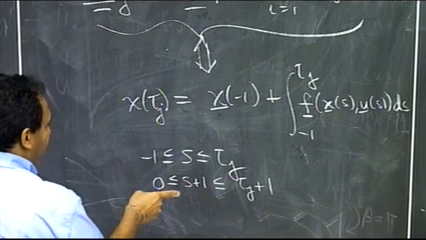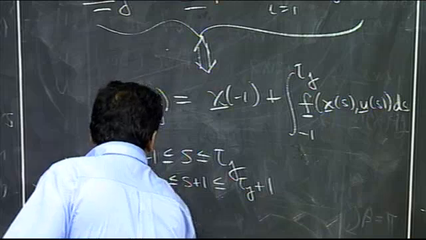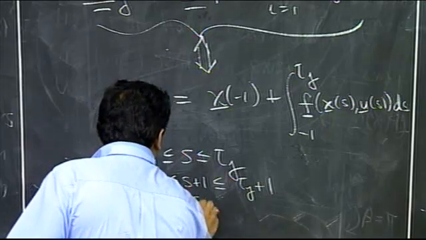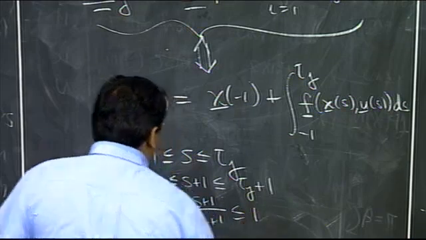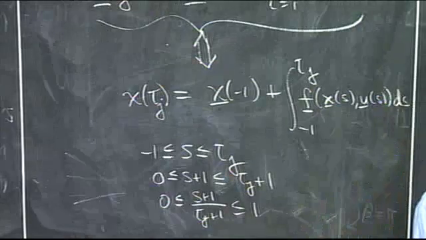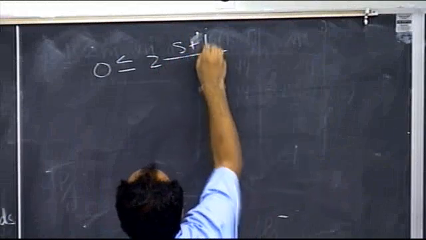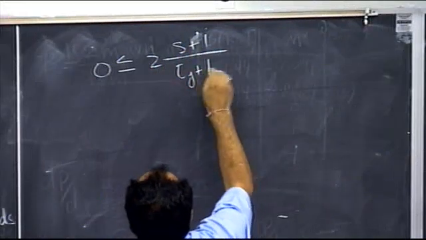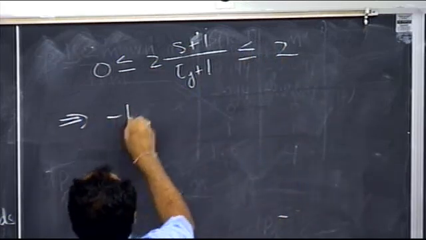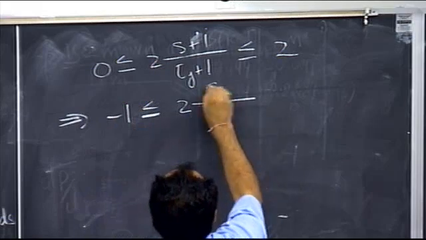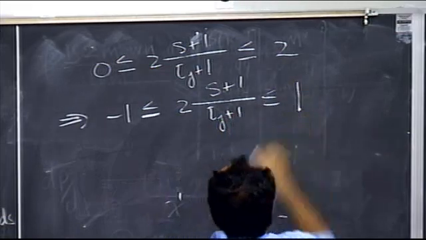Now, if you divide this by tau j plus 1, you get 0 is less than or equal to s plus 1 all divided by tau j plus 1, which is less than or equal to 1. So if I continue that over here, I get 0 is less than or equal to 2 times s plus 1, all divided by tau j plus 1, and then that's less than or equal to 2, which means that negative 1 is less than or equal to 2 times s plus 1 over tau j plus 1, which is less than or equal to 1.